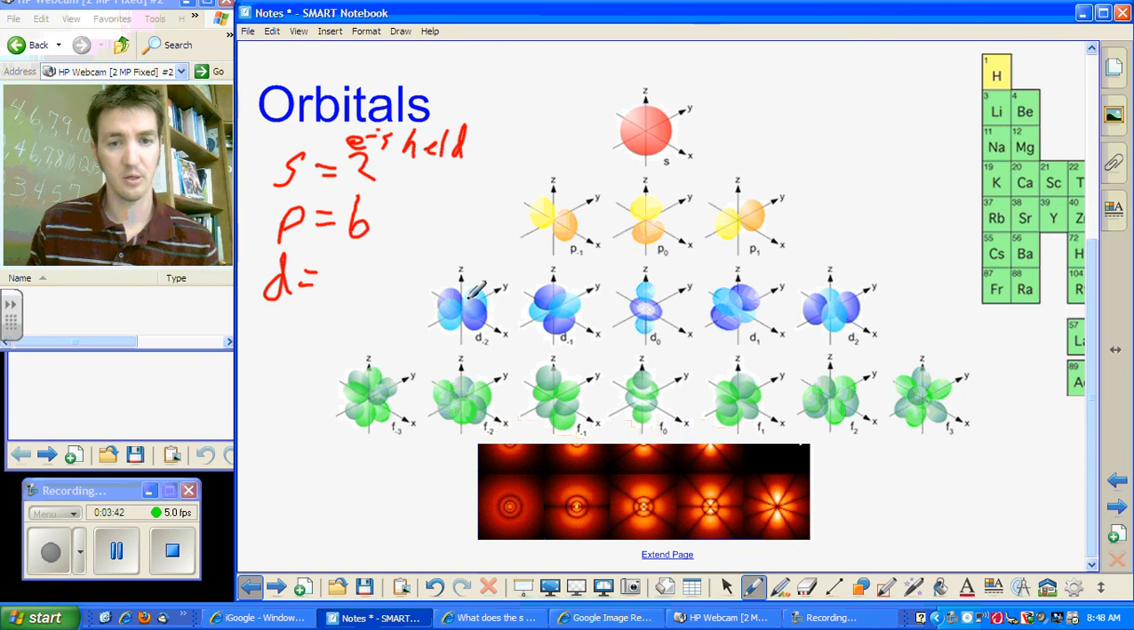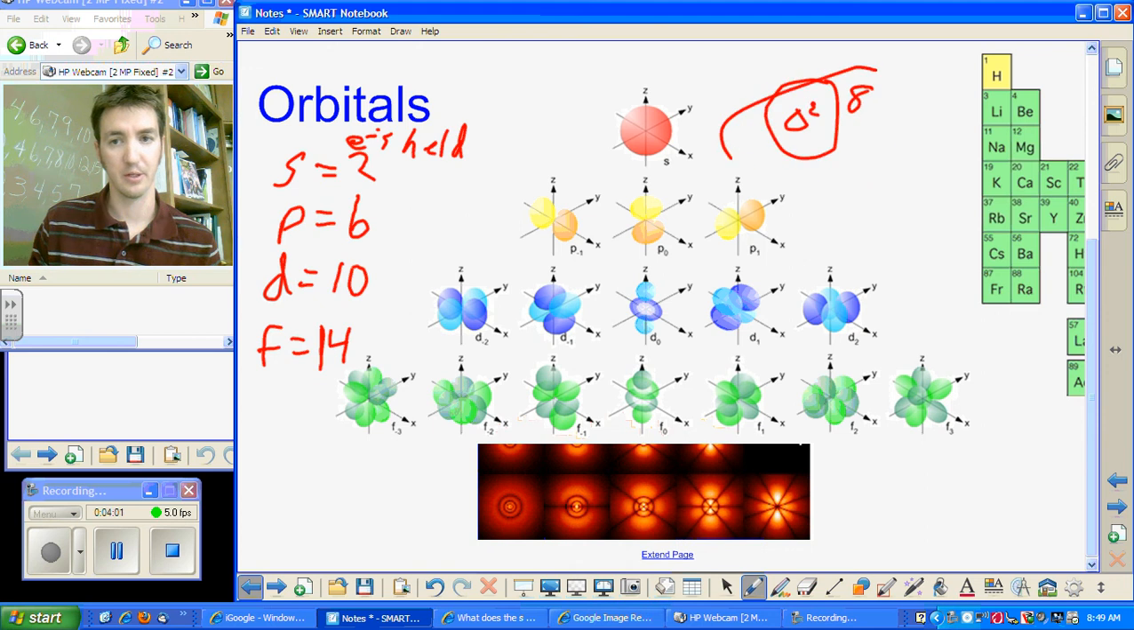A D orbital will hold 2, 4, 6, 8, 10. That one's kind of funny shaped. And an F orbital will hold 2, 4, 6, 8, 10, 12, 14. And so instead of like the shells holding 2 and then 8 and then 8 like you've learned, it's a little bit different. Which I think we'll get back to after we talk about some other stuff, exactly what that difference is in drawing these.